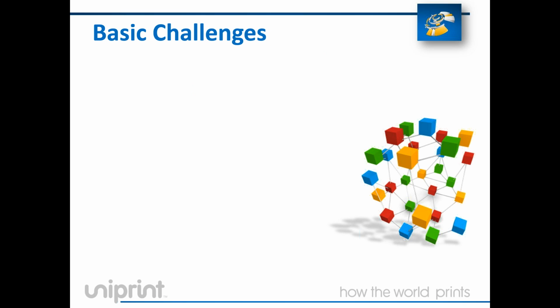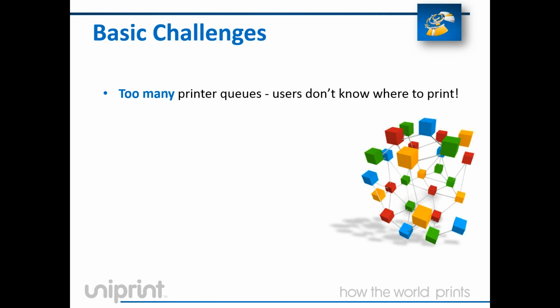So, if we start driving down into more of the basic challenges, the simple thing that we're going to cover in the next section is that we have too many printer queues, we don't know where to print, and we don't know what we're doing, and it's all very, very complicated, and everybody's phoning everybody up to try and sort this out.